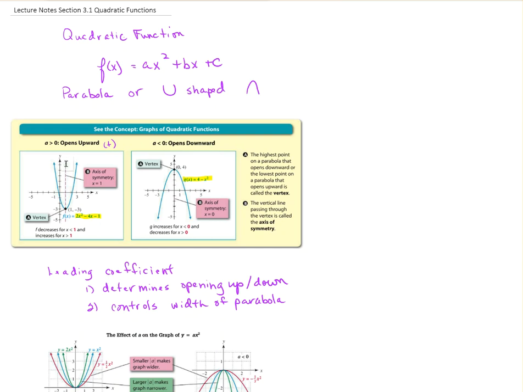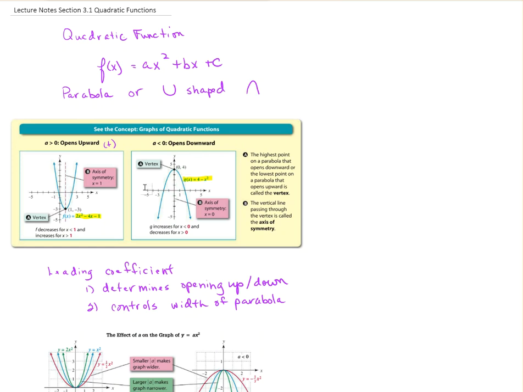We have an axis of symmetry. That is an imaginary line that goes through the vertex of our parabola, and then it's the same on either side. This decreases till we get to 1. It increases from 1 on. Over here, the axis of symmetry in this one is x equals 0. Here it was x equals 1. It just goes straight through the vertex.